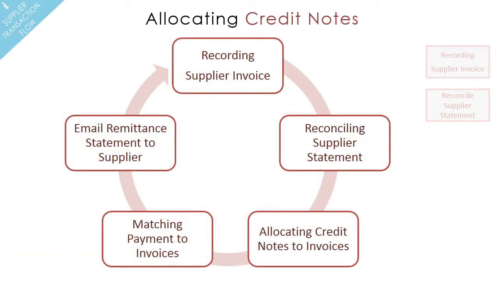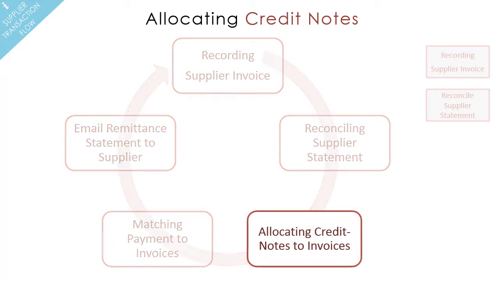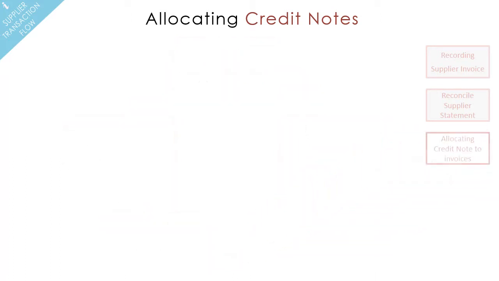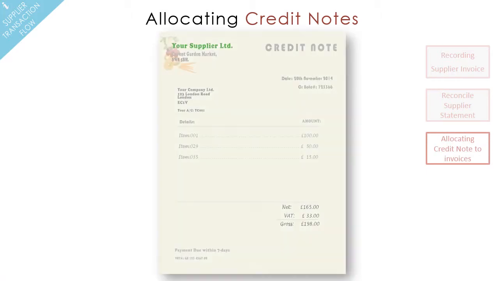The third step in the supplier transaction flow system is the allocation of the credit notes. For this step, you will need the supplier credit notes. A credit note is issued from a supplier usually when there is an incorrect order, or the items purchased were faulty or damaged and had to be returned.